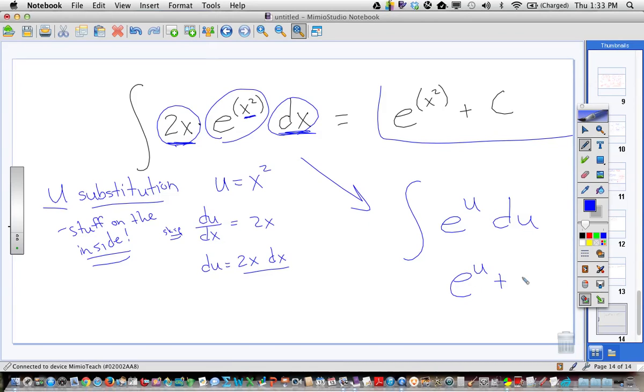E to the u plus c. And what do you suppose our last step is? Substitute them back out. Right? In the basketball game, subs come in, and then usually a while later, they come back out. Well, same thing happens here. We're going to take the u out, and we're going to put x squared back in its place, and look what we get. Our answer we had right up here.